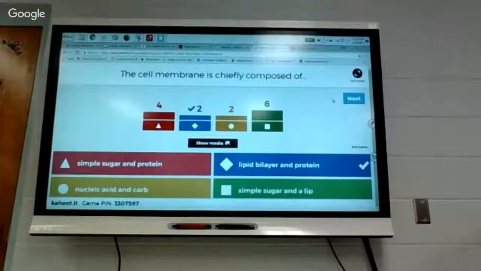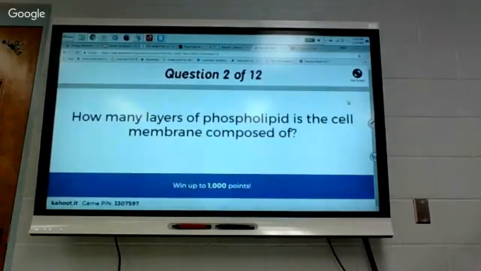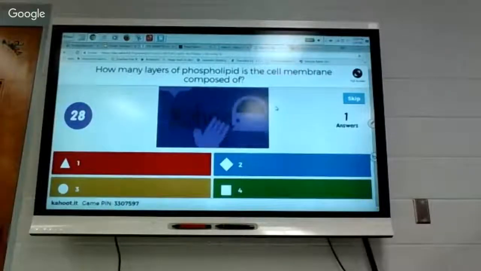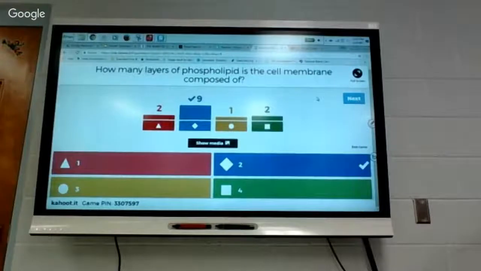A lipid bilayer protein. Good. Smart man. Yes, that's why you gotta know it, it's coming in your exams. Bilayer. Learned this. Layer. Yes, two layers.